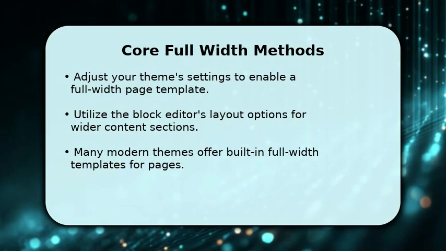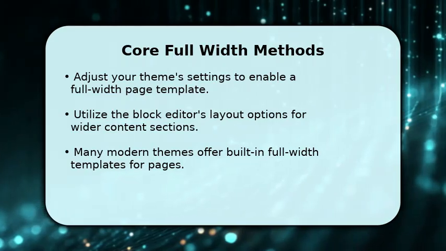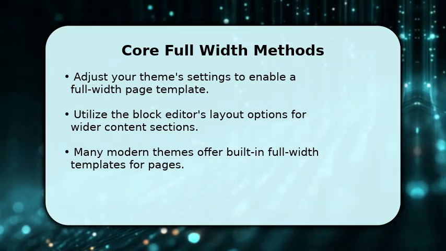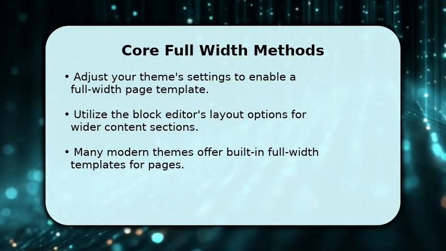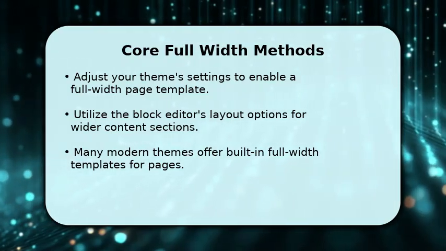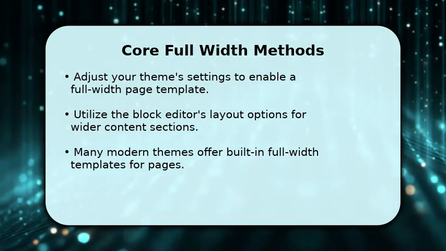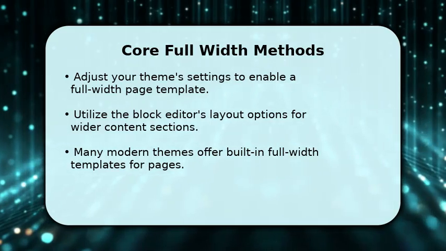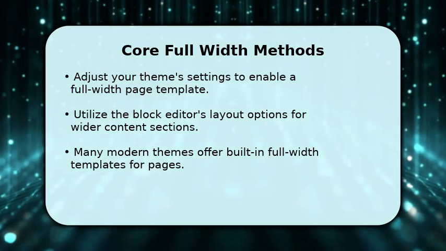There are several core methods to achieve a full-width layout. First, many contemporary WordPress themes come equipped with dedicated full-width page templates. You can often select this option directly from your page or post editor. Second, the native WordPress block editor provides powerful tools. Blocks like the cover block or group block can be set to full width or wide width, allowing specific content sections to span a greater portion of the screen. This gives you granular control over individual elements.